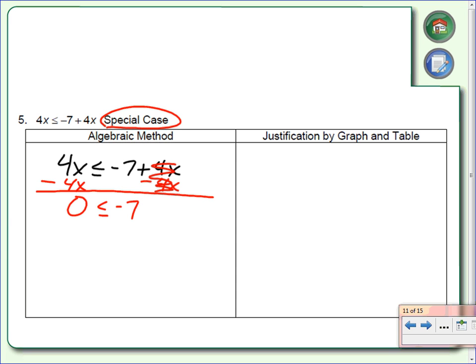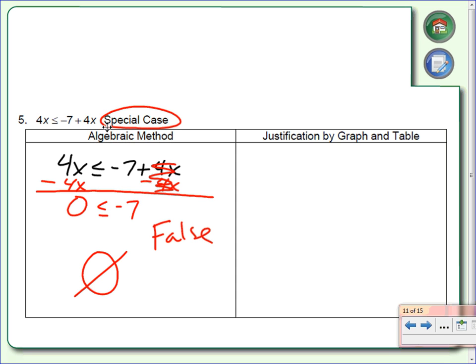Is that true? Is 0 smaller than -7? No. That is false. Write down that that's false. And what happens is anytime we have a false statement, we say that there is no solution. There are no answers to this problem. The symbol we use for no solution, and it's in our notes, is a 0 with a line through it. So there's no solution.